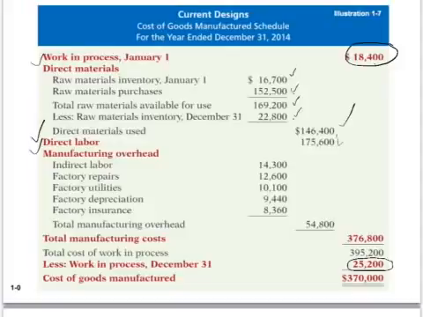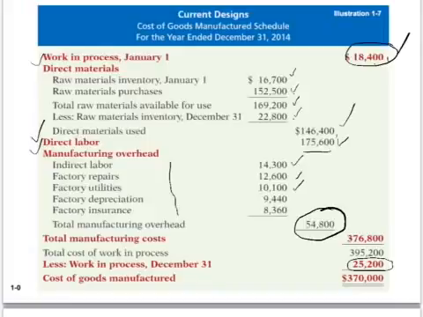We know from the time cards of employees just how much the direct labor was of everybody who worked on that desk. And we also know what the indirect materials were, we knew what the indirect labor was, factory repairs, utilities, all these costs which were necessary to produce my product. And they total $54,800. So therefore, I started off with $18,400. I added direct material, direct labor, and overhead. So the total manufacturing costs are $376,800. That's this plus this plus this.